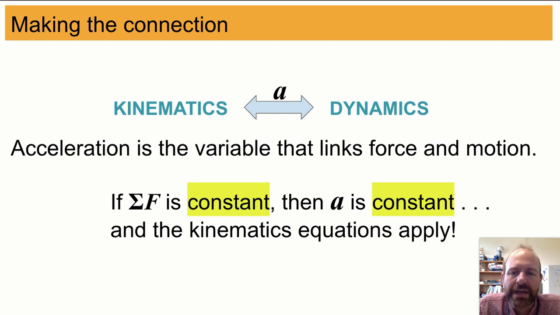What is the connection here? The connection between kinematics and dynamics is acceleration. If you can find acceleration either from a kinematics relationship or a dynamics relationship, you can then go to the other side. The important thing is to know that net force, if it is constant, then the acceleration is constant, or vice versa. And then you can use your kinematics relationships.